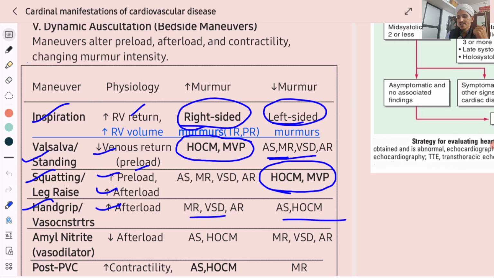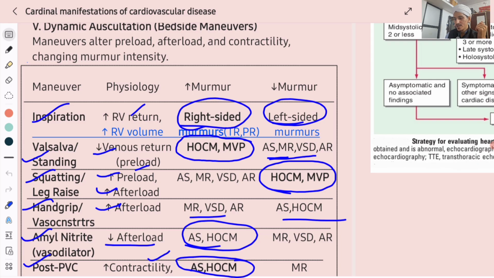Okay, amyl nitrate is a vasodilator, so you are decreasing the afterload, and this murmur will increase. One more thing is the post premature ventricular contraction beat, nothing but the premature ventricular beat, VPCs, ventricular premature contractions, extra systoles. They increase the contractility because there will be a pause after that PVC. That pause causes increased contraction in the next heartbeat. So that will increase the murmur of aortic stenosis and hypertrophic cardiomyopathy.